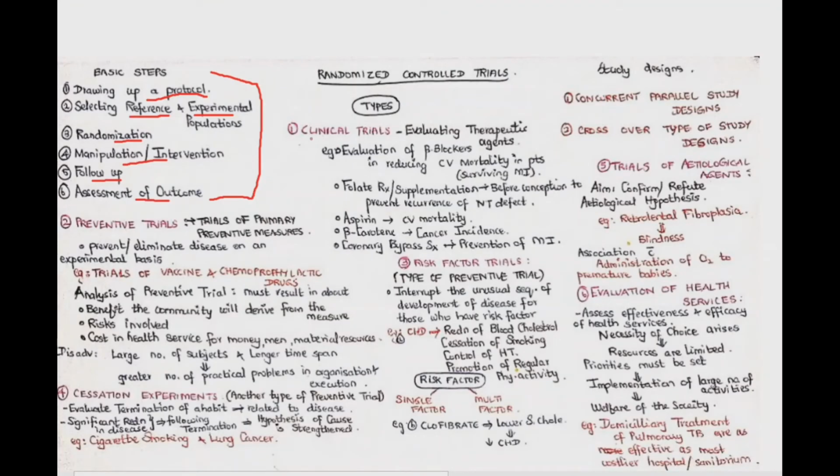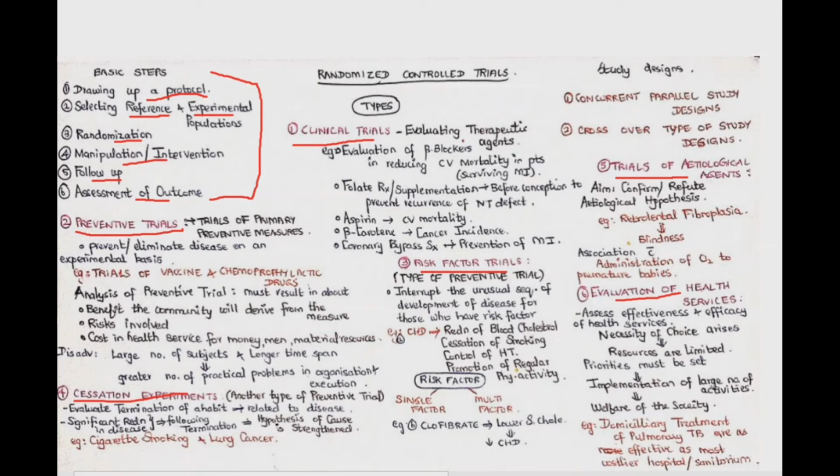It is of 6 types. One is clinical trial. Second one is preventive trials. Third one is risk factor trials. Fourth one is cessation trials. Fifth one is trials of etiological agents, and sixth one is evaluation of health services. So the first one is clinical trials.